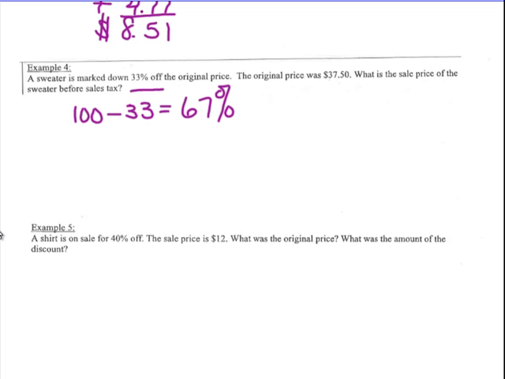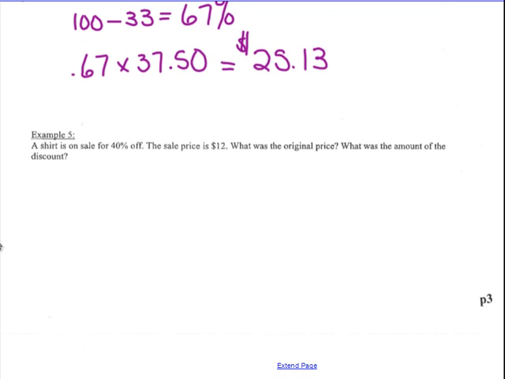So the best way to do this is to take my 67%, 67 hundredths, times my $37.50, and that will give you the price that you're actually going to pay. And that comes out to be $25 rounded and 13 cents. $25.13 is going to be the new price of that sweater.